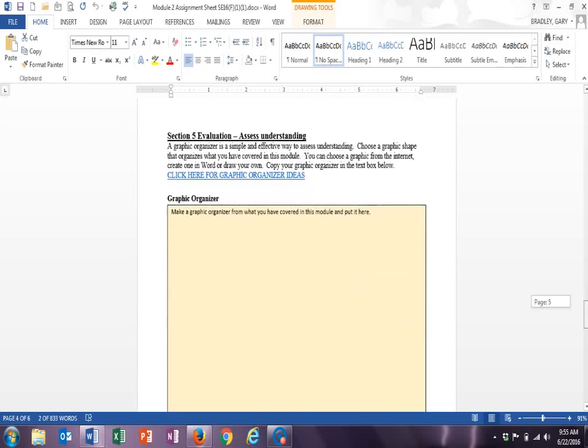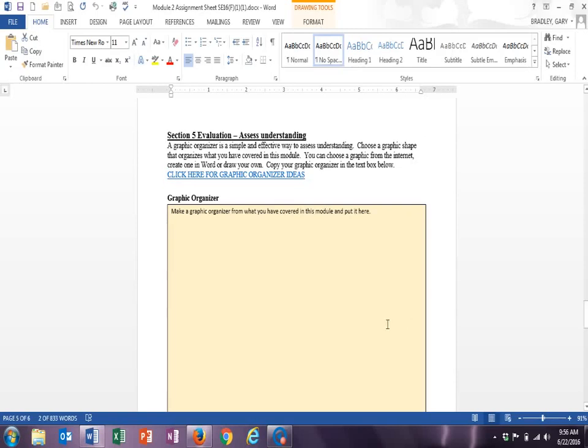Okay, finally, Section 5, evaluation. Graphic organizers are a great way of formative assessment, and if you click on the graphic organizer idea, there's dozens and dozens of different ways that you can graphically organize the material that you will be asking your students to learn. What I would like you to do is use one of those graphic organizers. You can draw and then make a PDF of that, attach it in Module 2.